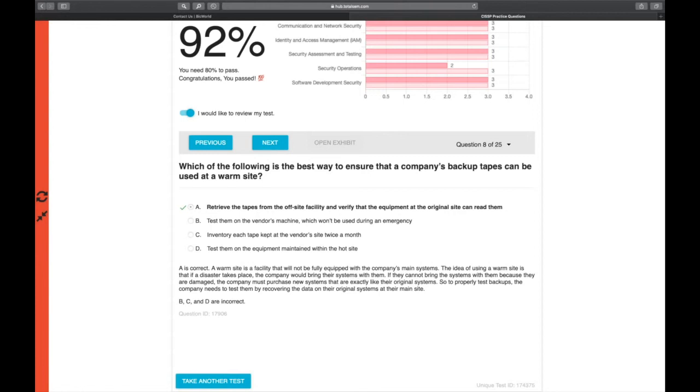If they cannot bring the systems with them because they are damaged, the company must purchase new systems that are exactly like their original systems. So to properly test backups, the company needs to test them by recovering the data on their original systems at their main site.